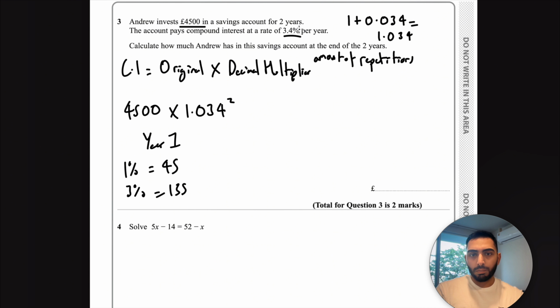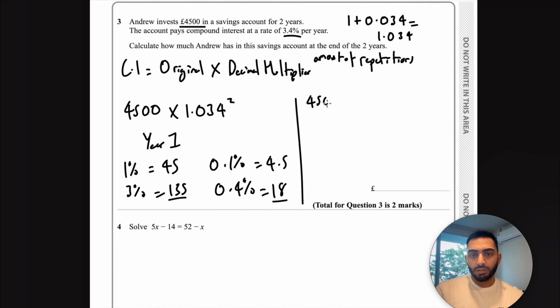And now we need this 0.4%. So 0.1%, if we use the 1% to help us, that'd be 4.5. And if we want 0.4%, that would be times in this by 4, that'd be 18. If I add up these two numbers together, that'd be the amount that it's increased by after the first year. So 135 plus 18 would be 153. So after the first year, I've got 4,500 plus 153, which is 4,653. So this is the amount after the first year.